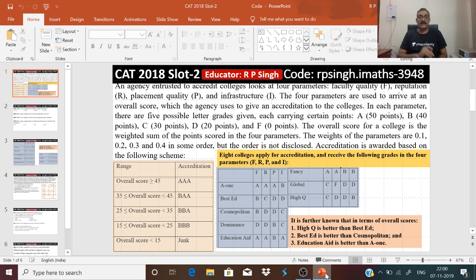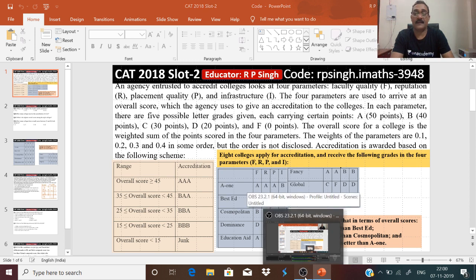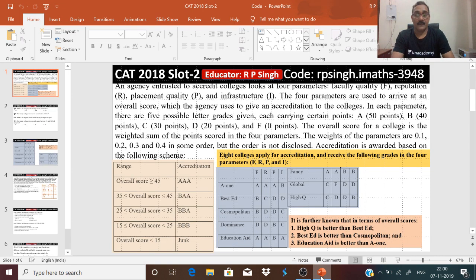So guys, in this session, I will take a few DILR sets from CAT-18, and they are based on weighted average. In the last session, we discussed two sets from CAT-18 on mathematical reasoning. Now, in this session, I'm considering two sets based on weighted average.